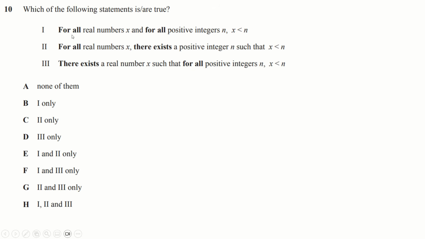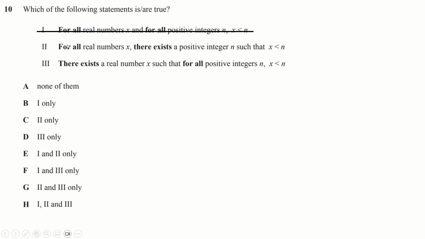This one's also kind of weird. For all real numbers x and for all real positive integers n, x is less than n. Well, that's obviously not true because, obviously, like proof by obviousness. How are you gonna just pick an x that's bigger, right? Like, it's just nonsense. It doesn't make any sense.